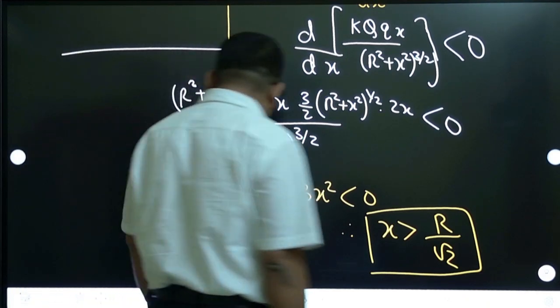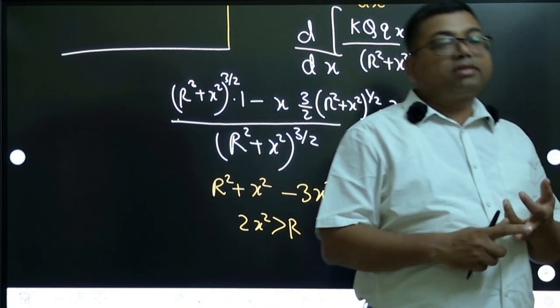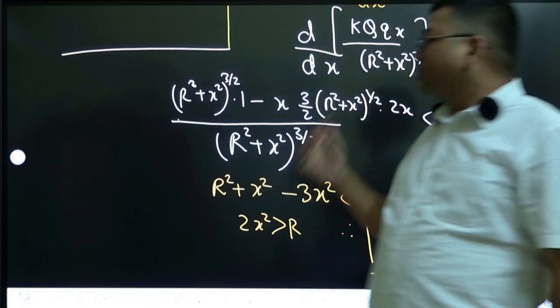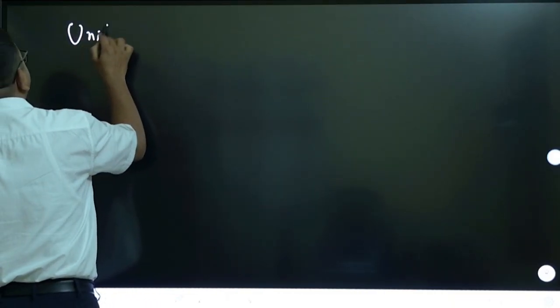Now, next, let us move on. So potential we have done. We have done the field, maximum field, stable equilibrium. These things are over. Next, let us go for the disk. Disk, uniformly charged disk.